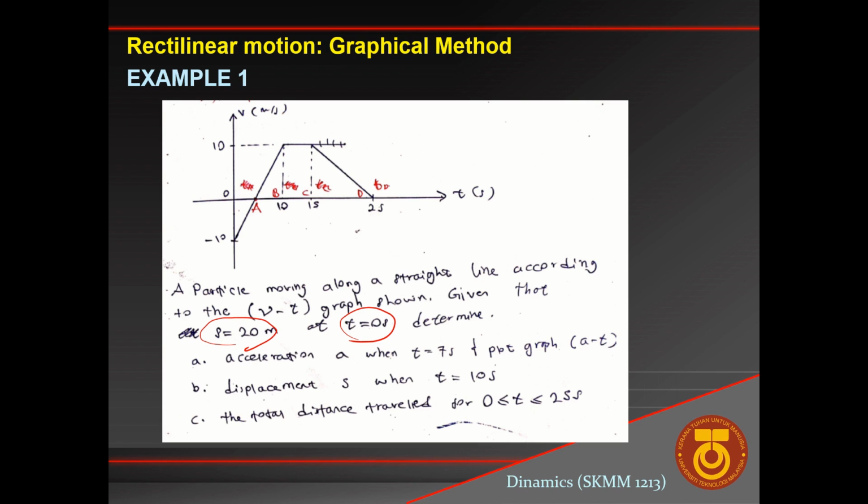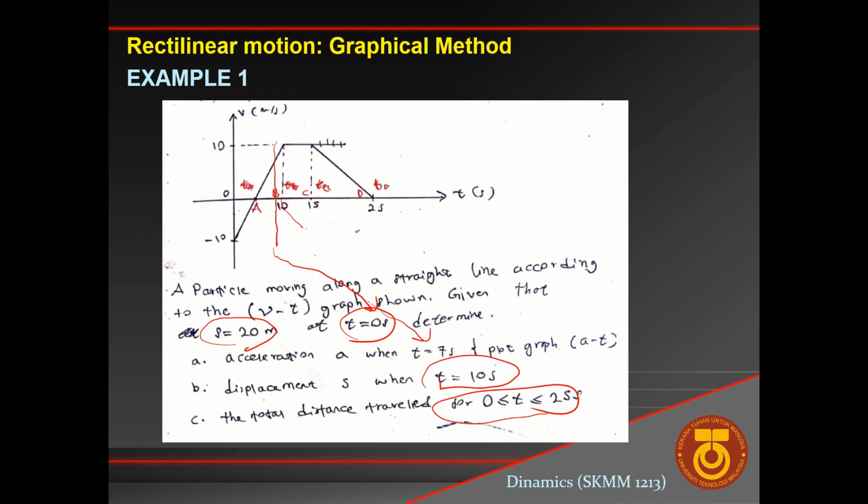You are required to find the acceleration at 7 seconds, which is here. What is the acceleration? And you need to plot the a-t graph. Second one, calculate the displacement s when t equals 10 seconds, here, and the total distance traveled.